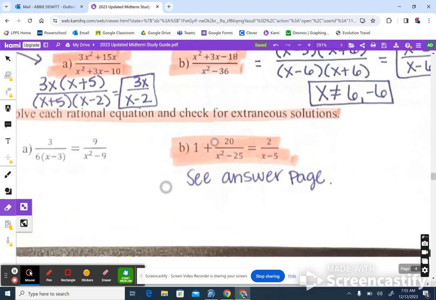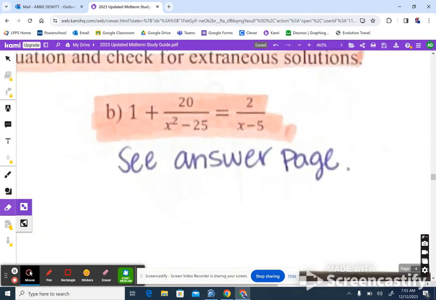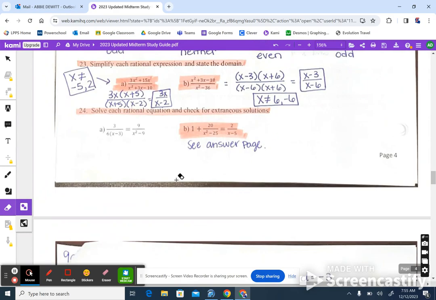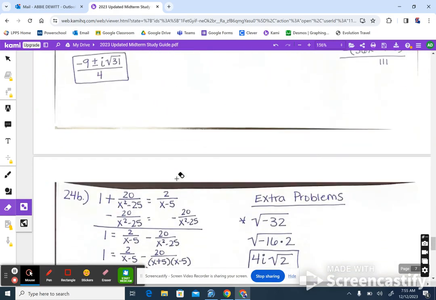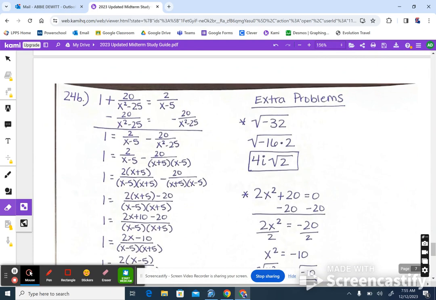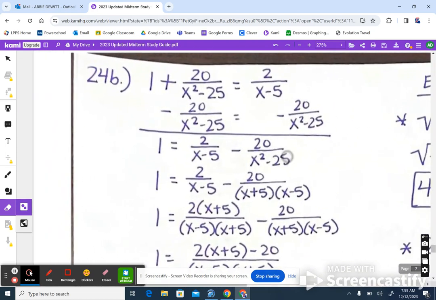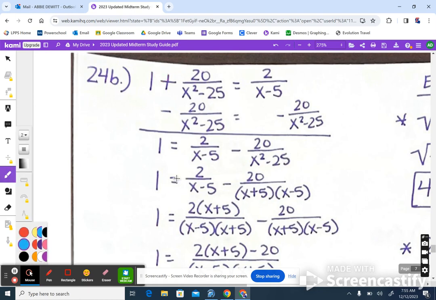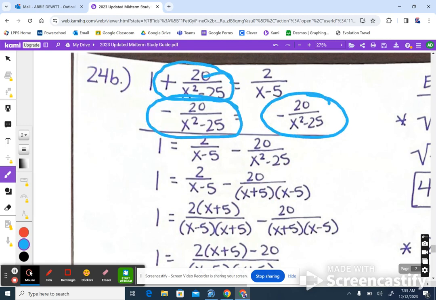Number 24. I only want you to do part B, and it said see the answer page. So go down here on number 24. It's pretty lengthy. I did it in the way where, like I showed you 3 methods in the teaching lesson, but I did the method where I move all of my terms with the same denominator to the right. So I subtracted 20 over x squared minus 25.